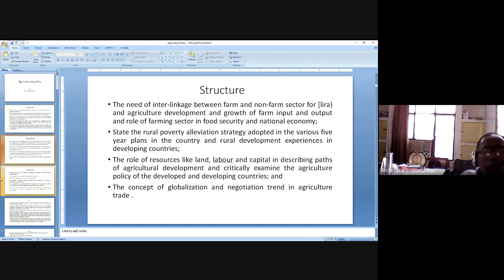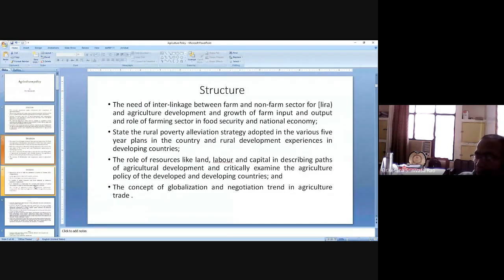Okay, how the agriculture policy of the developed and developing countries is taking place, that we have seen, and we can also discuss these things. And finally, in the recent past, we can see how the globalization and the negotiation trend in agriculture trade is also taking place over a period of time, that also is a part of the agriculture policy. And day to day, what are the changes?